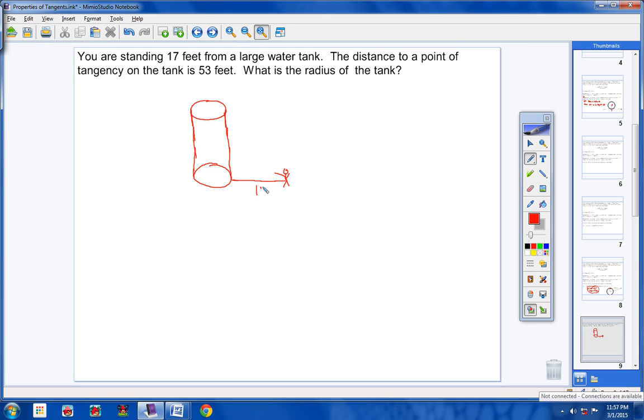Let me stop, guys. I never really gave you time to copy this down. I apologize. Go ahead and copy this problem down, and then do the best you can to draw this, okay? You're standing 17 feet from a large water tank. The distance to a point of tangency C is 53 feet. What is the radius of the tank?